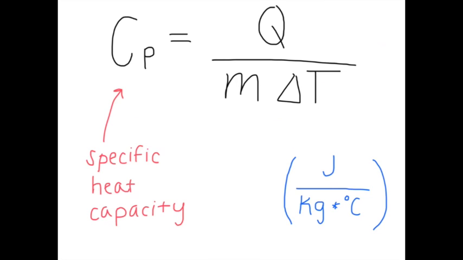We define specific heat capacity as Q, or the energy transferred as heat, divided by the mass of the object, m, times delta T, which is the change in temperature. Therefore, the units for specific heat capacity are joules divided by kilograms degrees Celsius, and this equation will be very helpful in calculations coming up in this section.